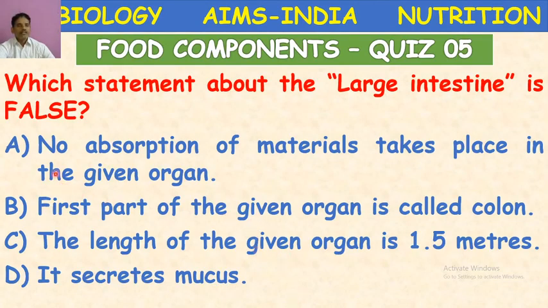So you have to select the false statement regarding the large intestine. Which is the right answer? Yes, A is the right answer. No absorption of materials takes place in the large intestine is false, because in the large intestine, the water present in the undigested food is absorbed. That's why answer option A is correct. Next.